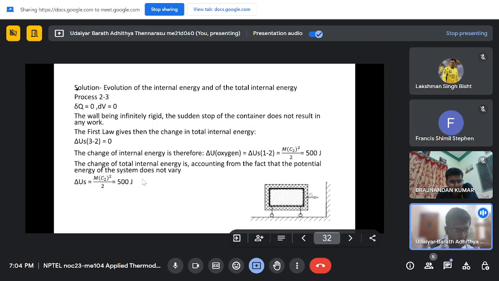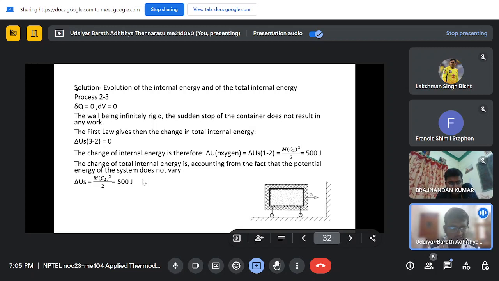Due to the shock and so on, this kinetic energy will dissipate into the oxygen. So what will happen is, the internal energy of the oxygen will rise in this case, but the total internal energy of the system, the vessel and oxygen together, will remain the same. So there will be no change from state 2 to state 3 in total internal energy.